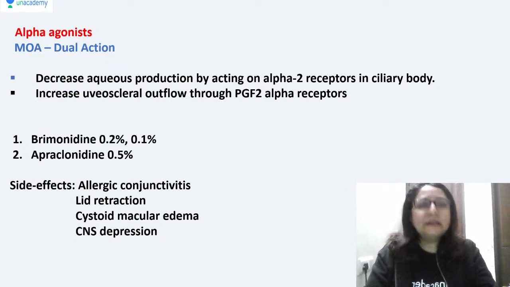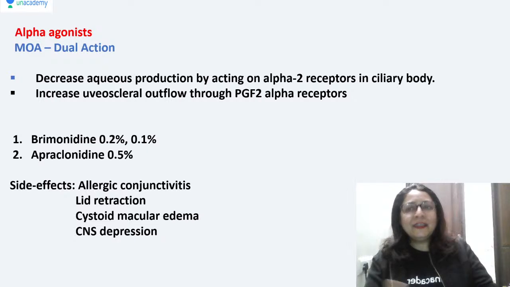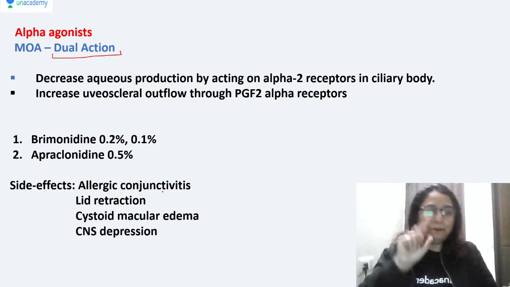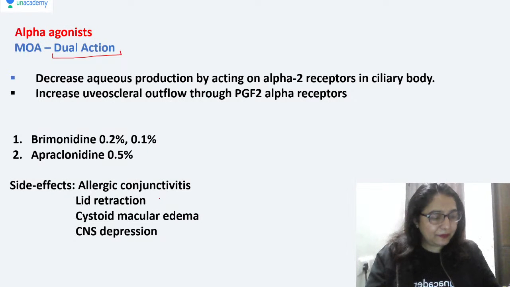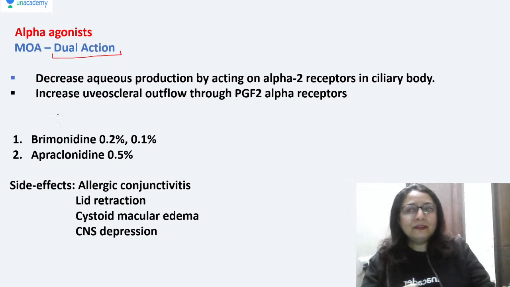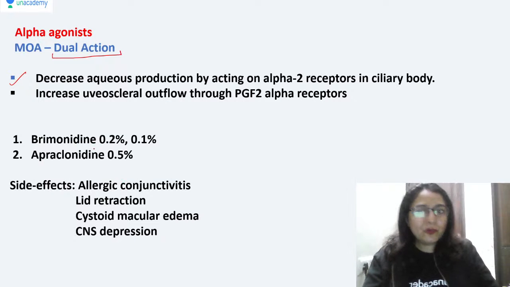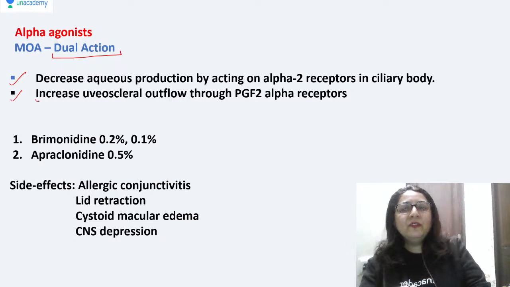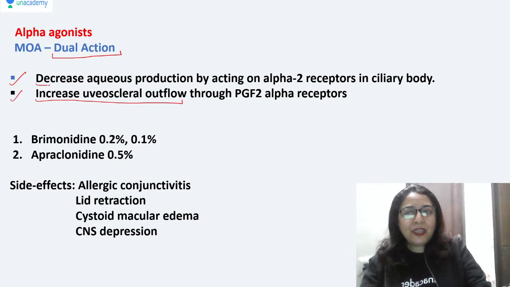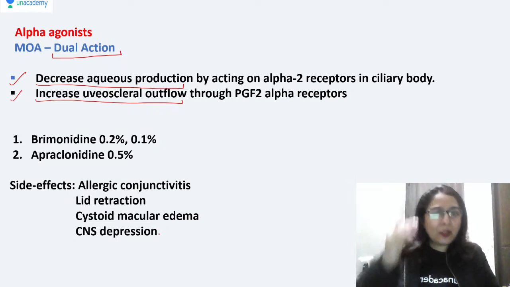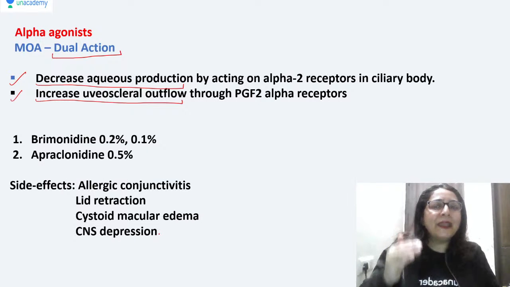Coming to the third group, which is your alpha agonist. Okay, alpha agonist, their peculiarity is that their mechanism of action is dual. They have dual mechanism of action. Okay, what is that dual mechanism? That they decrease the aqueous production also, and they increase the uveoscleral outflow. Okay, so they have double action. They are acting by reducing the aqueous production as well as by increasing the uveoscleral outflow.